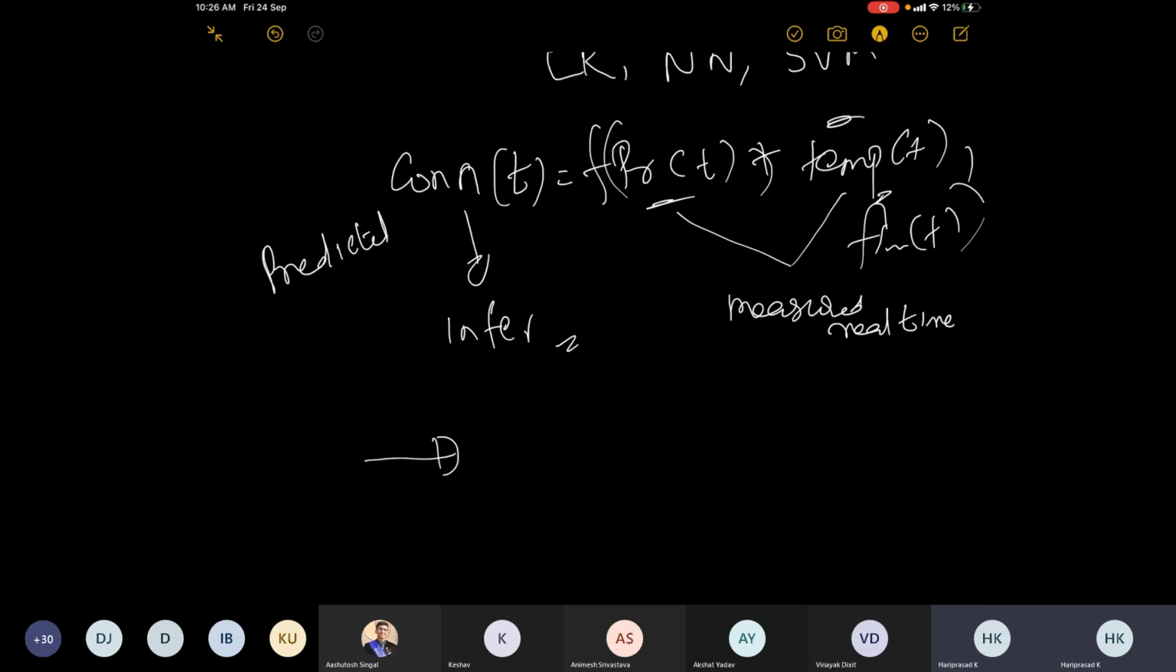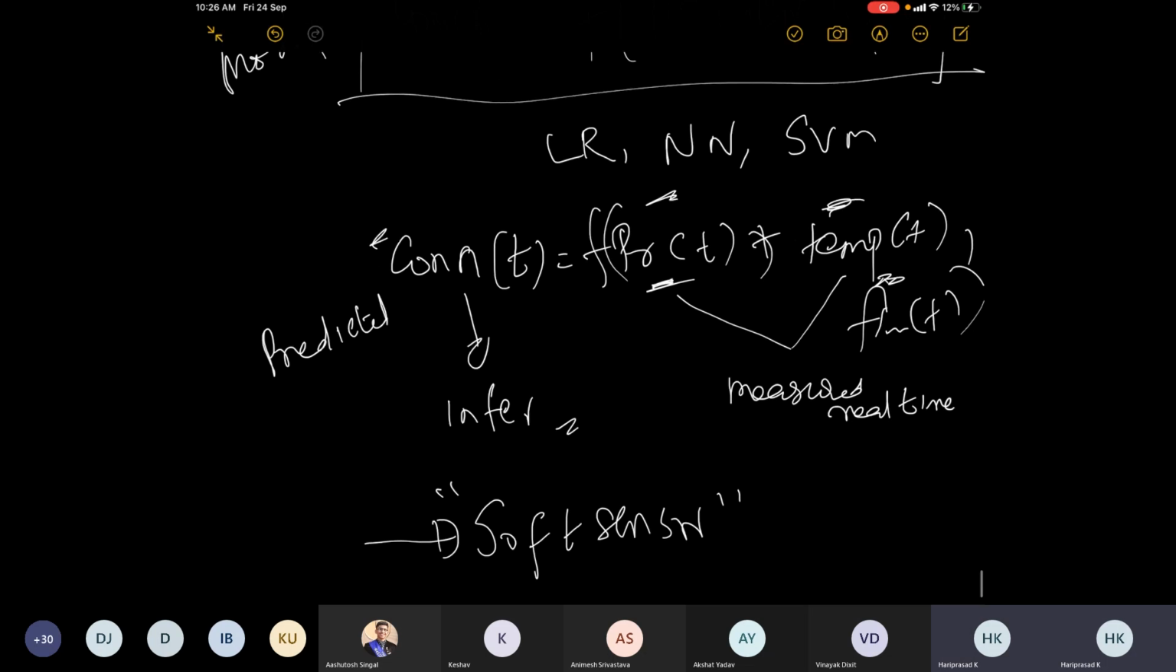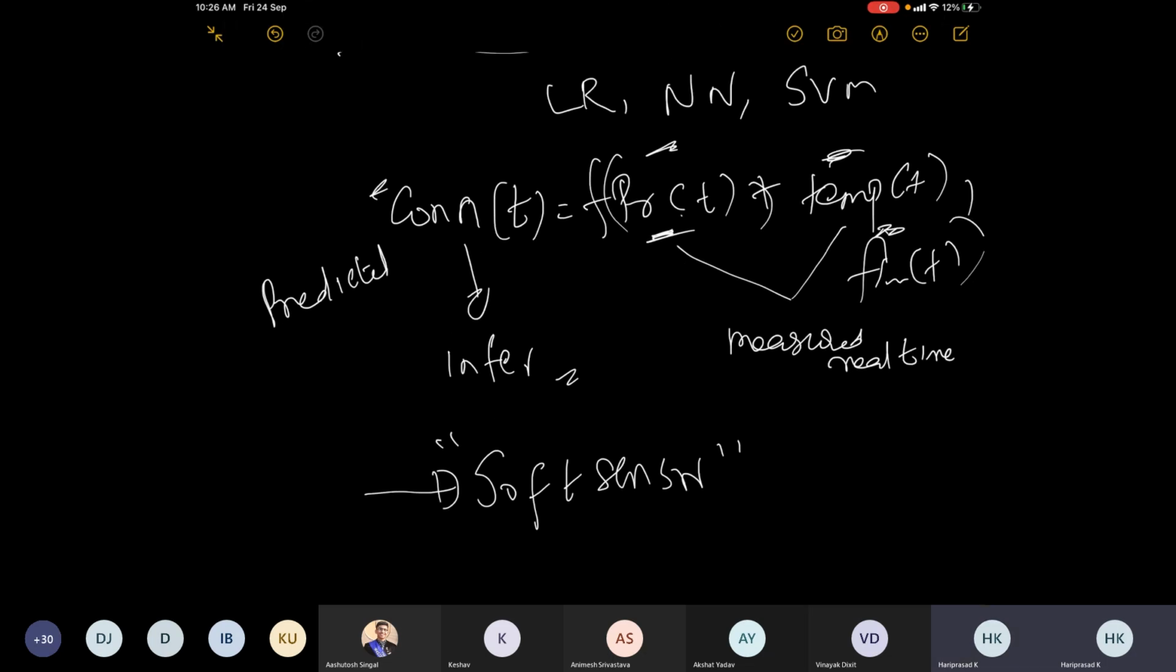Such developed models are called soft sensors. They are not hard sensor. Why? Because you are not measuring the concentration using a full-blown sensor, but by means of soft sensing, which is essentially the inferred measurement as a function of other variables. While these variables are measured by means of hard sensors, these variables are measured by means of soft sensors.